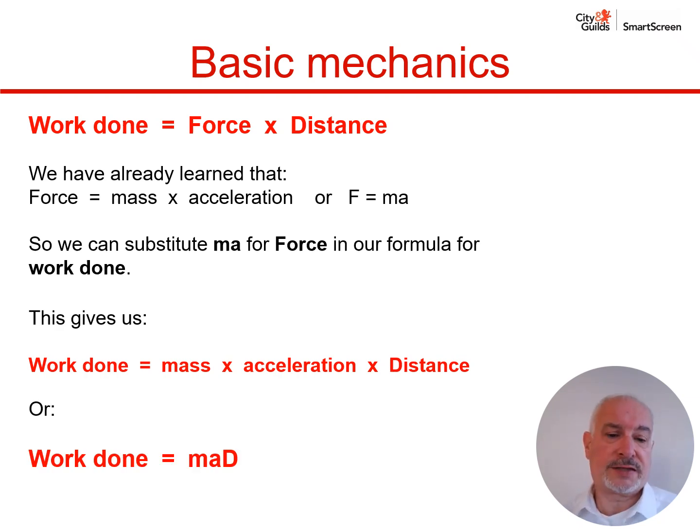So there we have this new formula: work done equals mass times acceleration times distance. And we can write that simply using the letters. So work done equals MAD: mass, acceleration and distance.